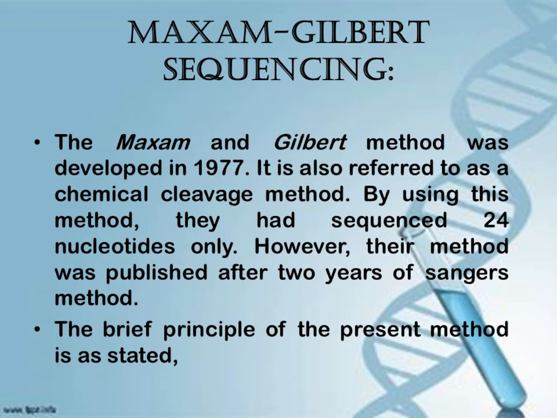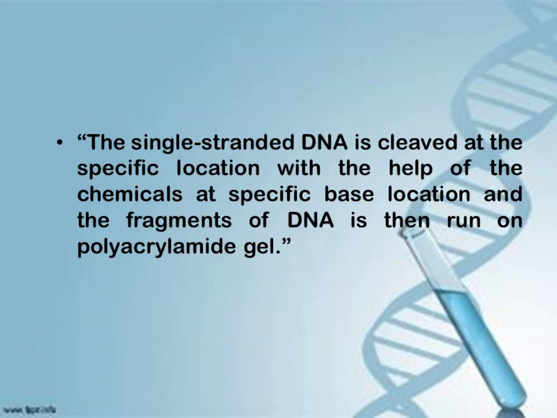Let's start with the first method, that is the Maxam-Gilbert sequencing method. The Maxam and Gilbert method was developed in 1977. It is also referred to as a chemical cleavage method. By using this method, they had sequenced around 24 nucleotides only. However, their method was published two years after Sanger's method, and the brief principle of the present method is stated here below. Single-stranded DNA is cleaved at specific base locations with the help of chemicals, and the fragments of the DNA are then run on the polyacrylamide gel.